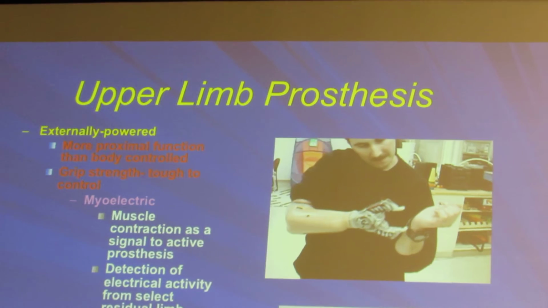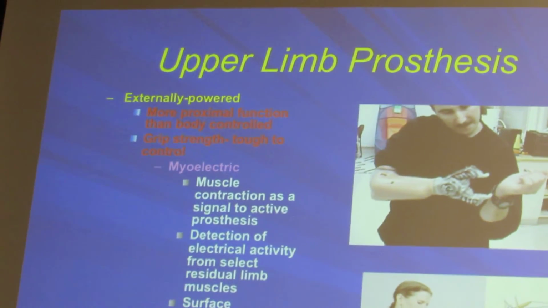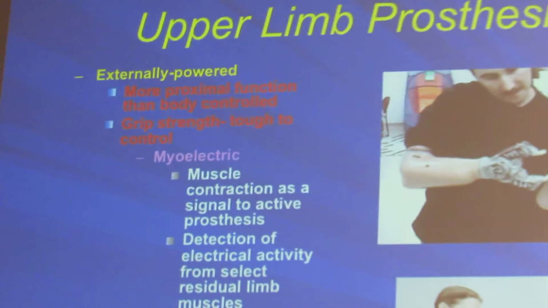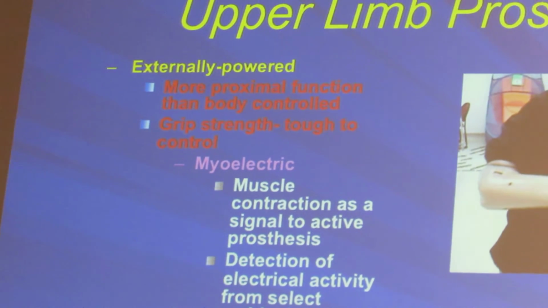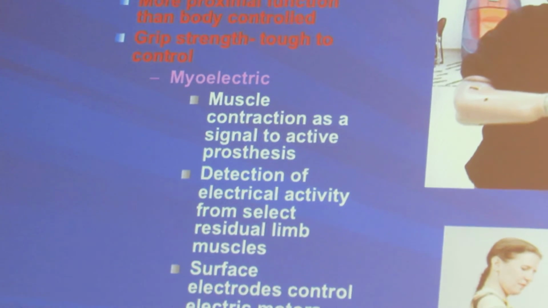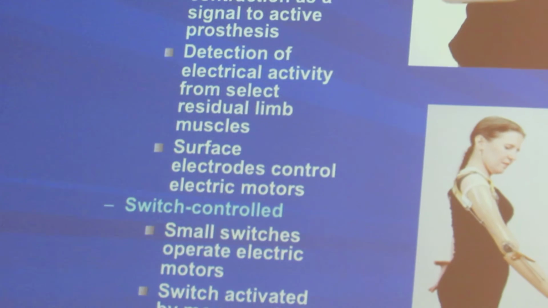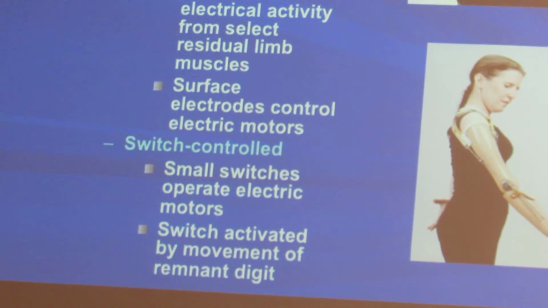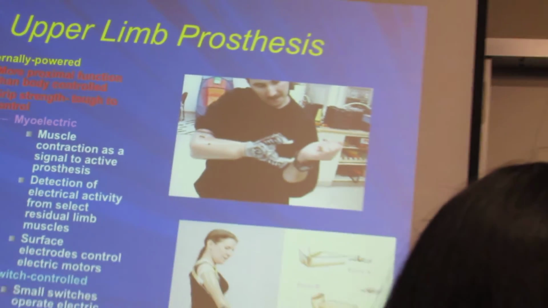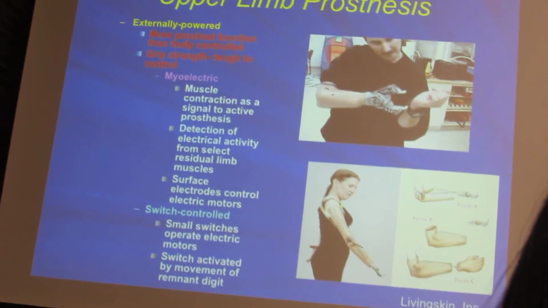Okay, so these are the two or three types of upper limb prosthesis that she discussed. One was the externally powered one, and to know that there was grip strength, that's like the picture up at the top. However, it was tough to control. Remember she talked about how you have to learn to move your muscles in the correct orientation to make a contraction, make a neural impulse in order to get the prosthesis to move.